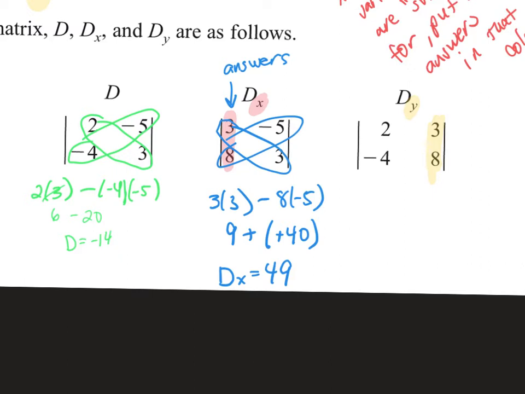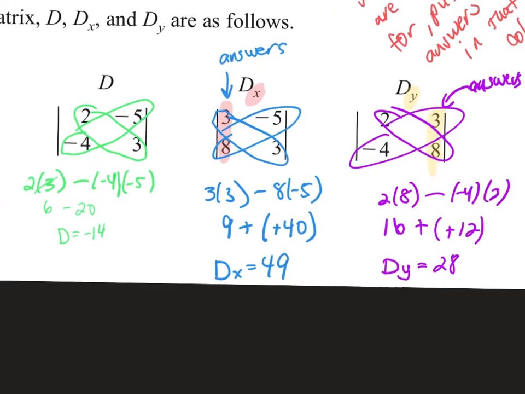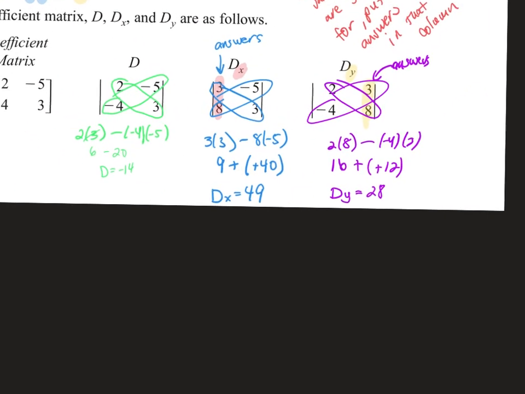Okay. So now I'm going to find D sub Y. Since I'm looking for Y, I have the answers in the Y column. So I'm going to take 2 times 8 minus negative 4 times 3. 2 times 8 is 16, minus what's negative 4 times 3? Negative 12, good. And then two negatives give a positive, so I get 16 plus 12, which is 28.